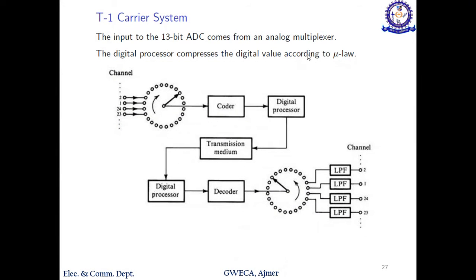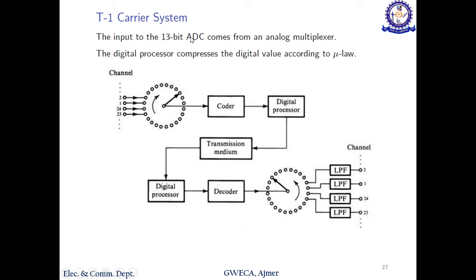This is the basic block diagram of the T1 carrier system. There are 24 channels, and the commutator is just like the dial in an old telephone system. Each channel can be connected to the coder and the digital processor, and the data can be processed. At the receiver, the reverse is done, and finally there is a low pass filter.